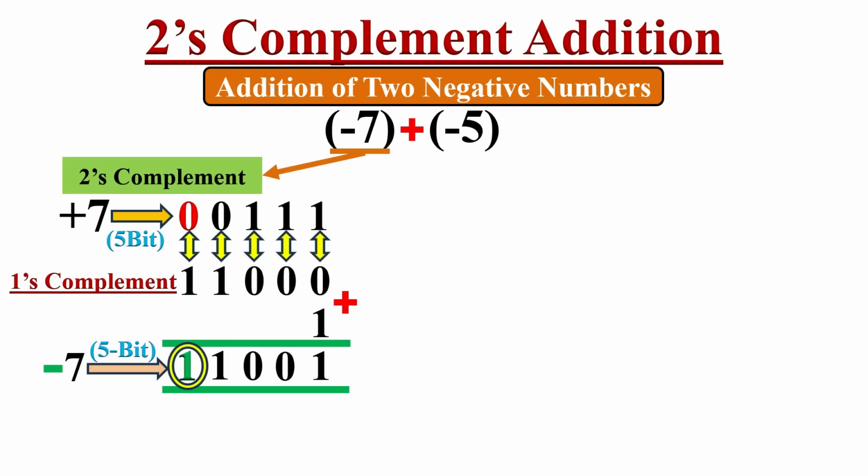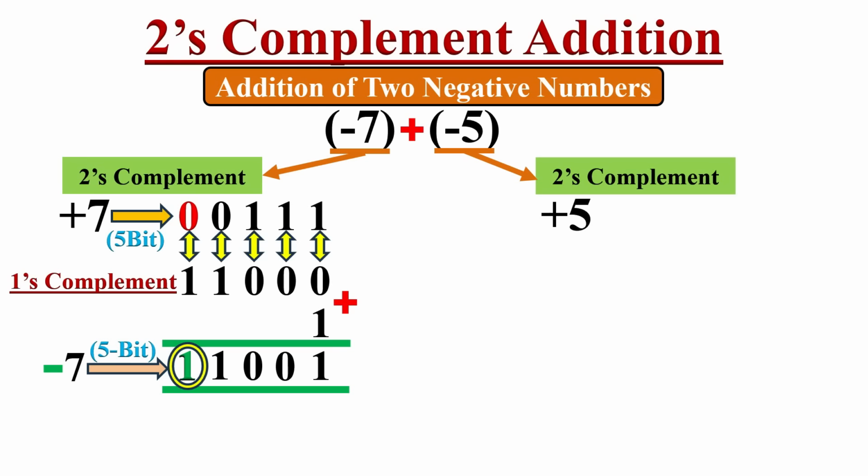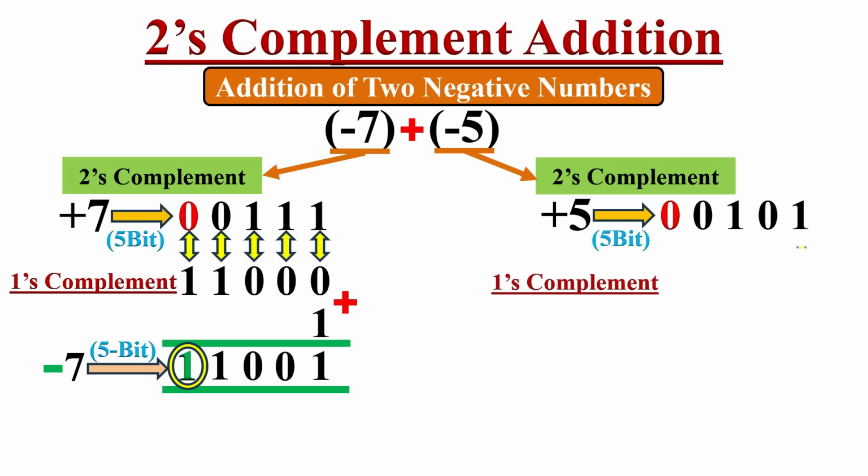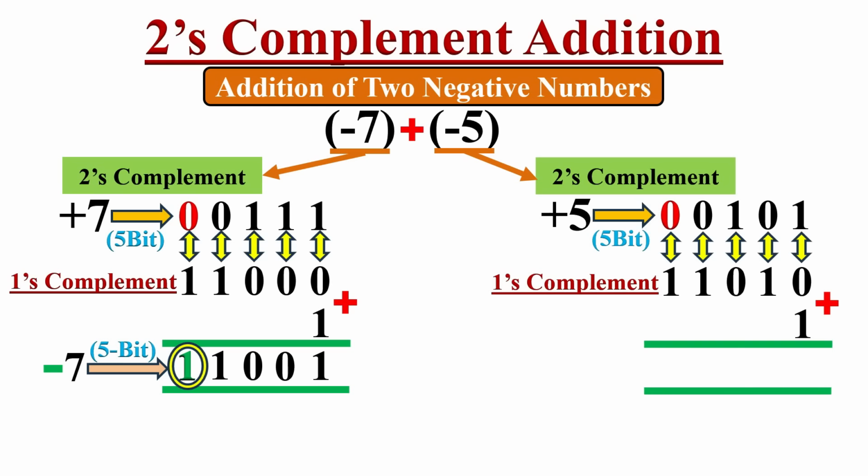Likewise, minus 5 is the 2's complement of plus 5. So in 5-bit, plus 5 can be represented as 00101. Now we will convert into 1's complement by inverting all bits, 1's with zeros and zeros with 1's. Next we will add 1 to this number. 0 plus 1 equals to 1 and rest of all the numbers are brought as it is.